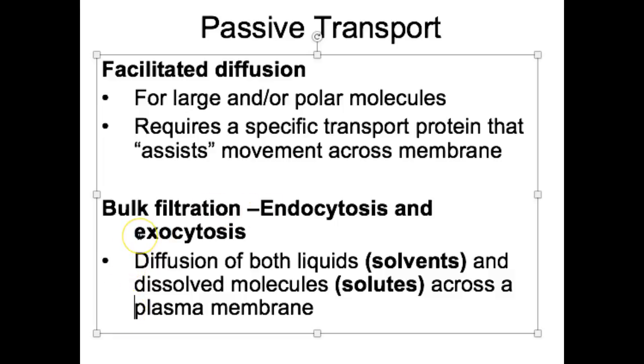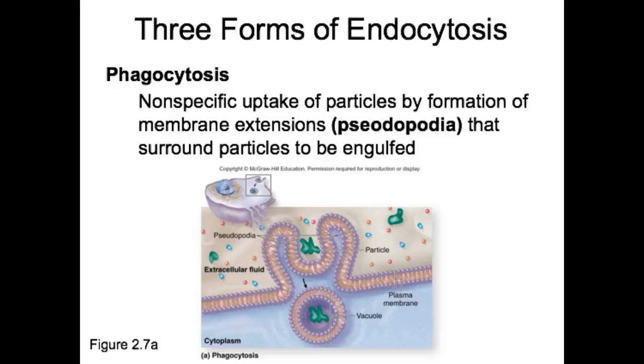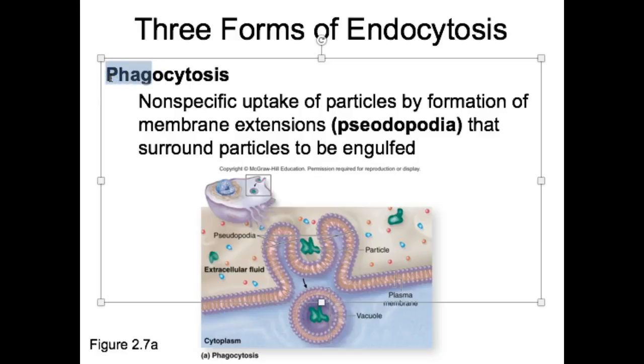With endocytosis and exocytosis, we can move solvents and solutes. So solvents are liquids. Solvents can be water, or fatty nonpolar solvents exist as well. For the most part, when we talk about liquids and solvents, we're talking about water in the human body. And solutes are dissolved molecules, ions, stuff. Lots of forms of endocytosis. Phagocytosis: phagy, this word right here, phage, that means eating. So you might imagine that this involves the cell eating something else, and it's a pretty literal eating.